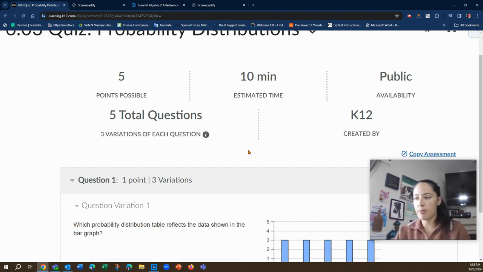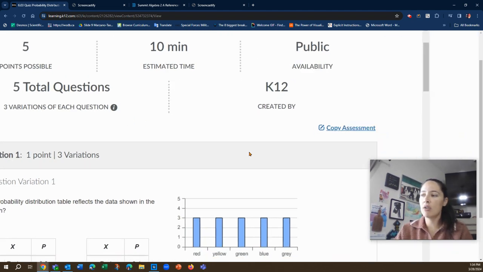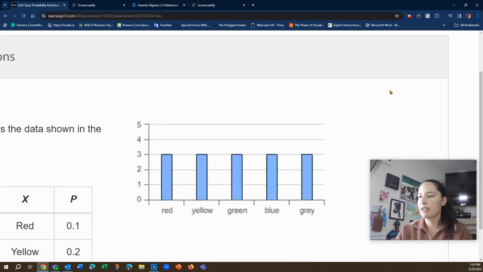Cool. Which probability distribution table reflects the data shown in the bar graph? Graphs will never leave our lives, whether we like them or not. Cool. This is the bar graph. According to this, there's 3 red, 3 yellow, 3 green, 3 blue, and 3 gray, right? They're all even. It's a uniform distribution. They all have equivalent chances. So what does that mean? Here we go, busting out the draw on screen.